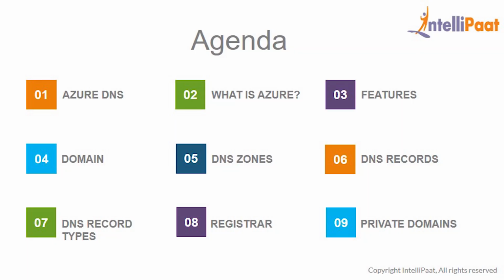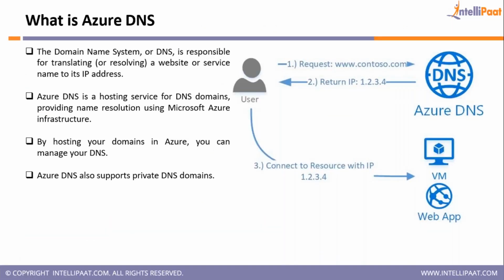Today we'll talk more about how we can utilize Azure DNS. So when we talk about Azure DNS, we need to understand what DNS is in itself. The Domain Name System is responsible for translating or resolving a website or service name to its IP address. This is what fundamentally happens, and almost all of you should be aware of this: how a website name is translated into the original IP address of the server which is hosting the web page that you are seeing on your browser.